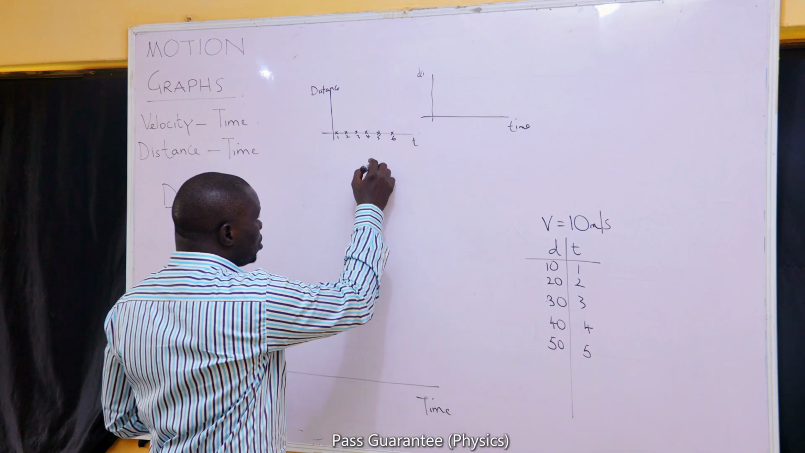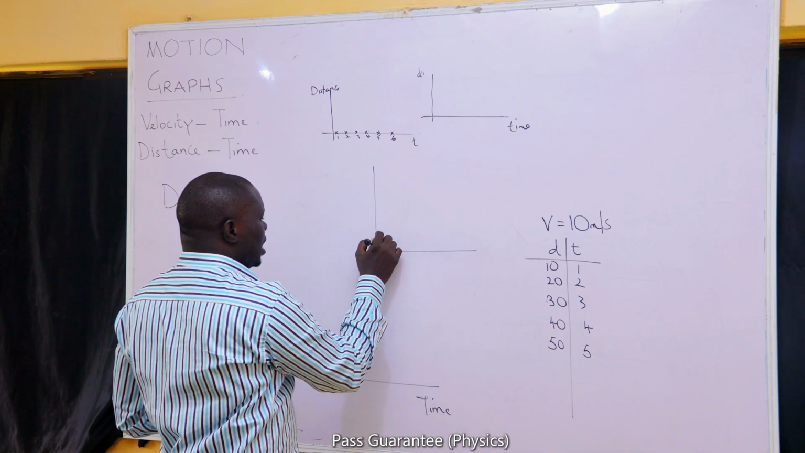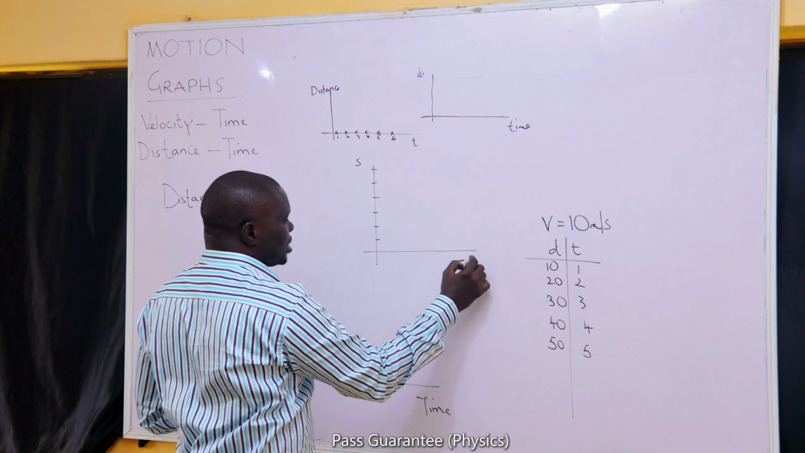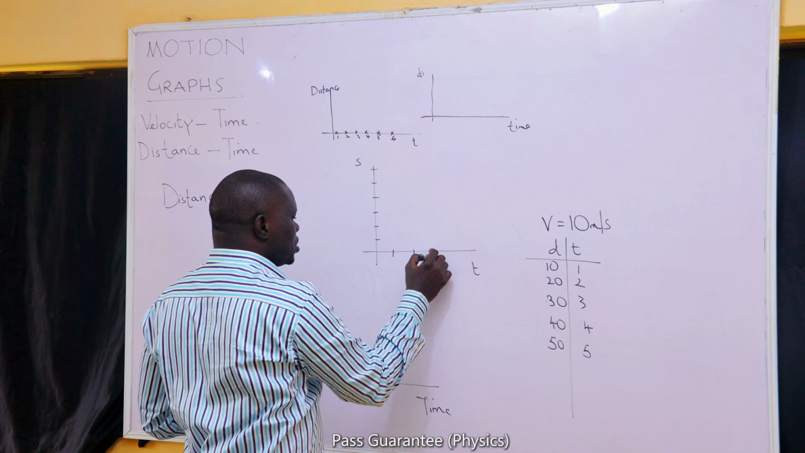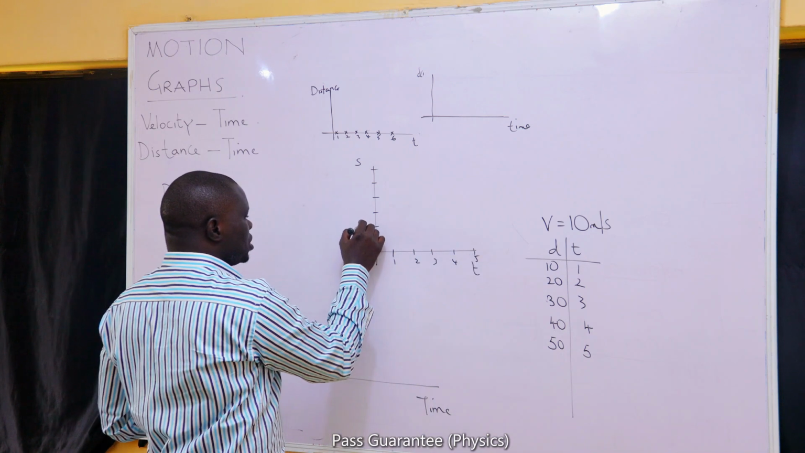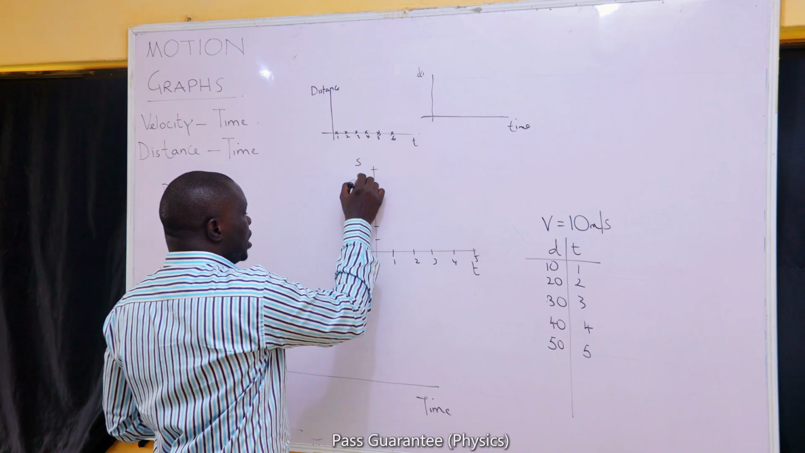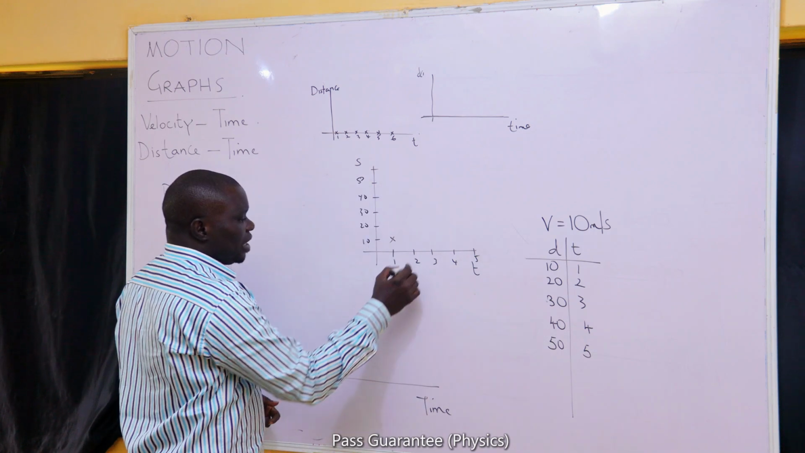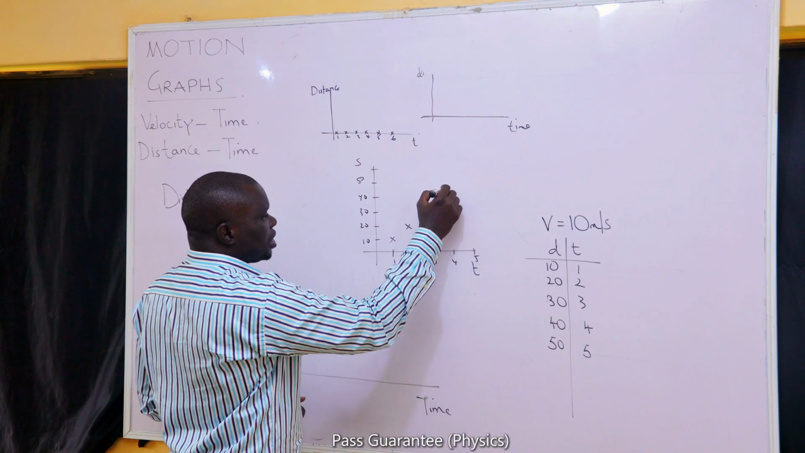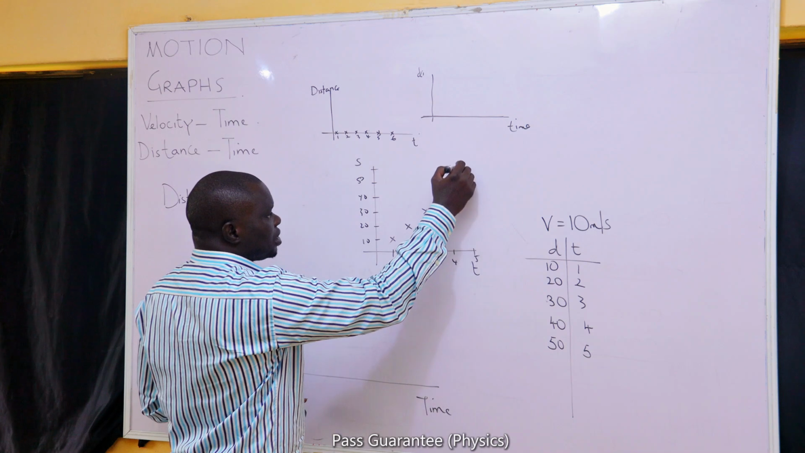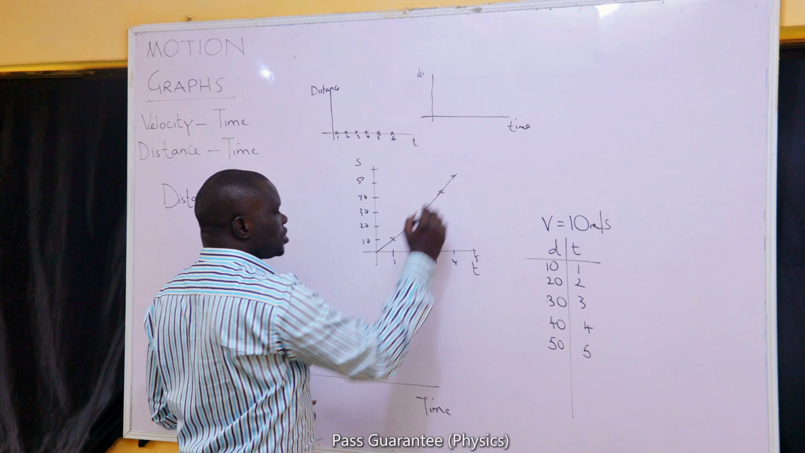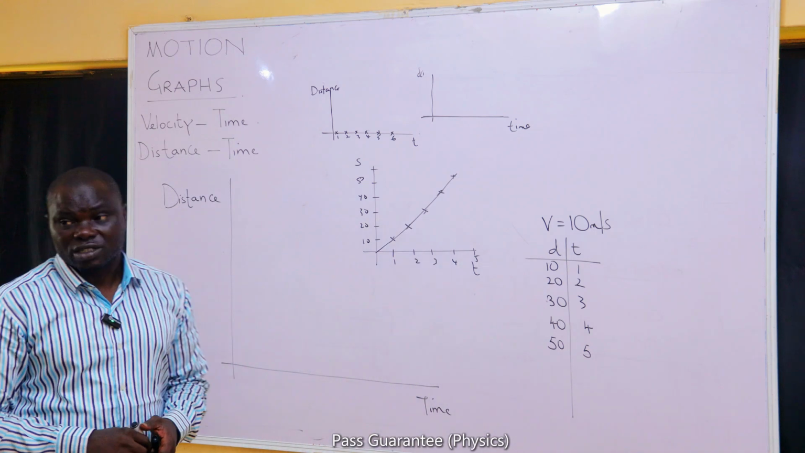If I decide to plot this, I haven't scaled my graph consistently, distance, time. If I decide to plot it, this is 1, 2, 3, 4, 5, 10, 20, 30, 40, 50. After 1 second, it has covered 10. After 2 seconds, it has covered 20. After 3 seconds, it has covered 30. After 4 seconds, it has covered 40. After 5 seconds, it has covered 50. If I join those points together, I will have a straight line that will pass through the origin.